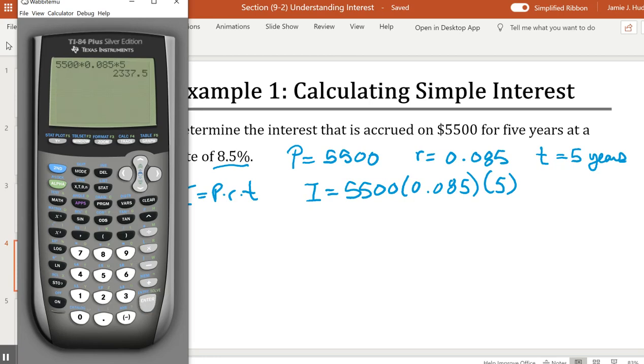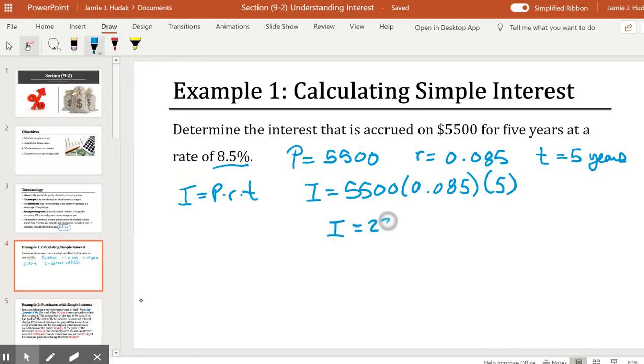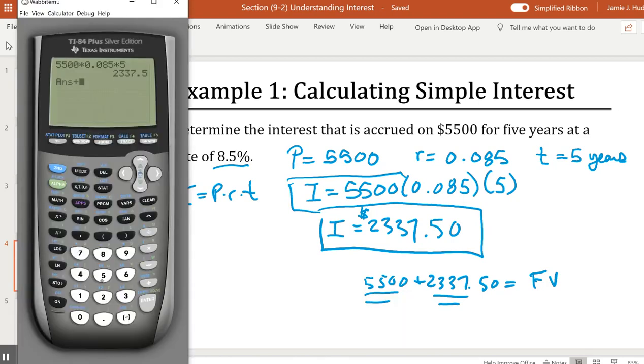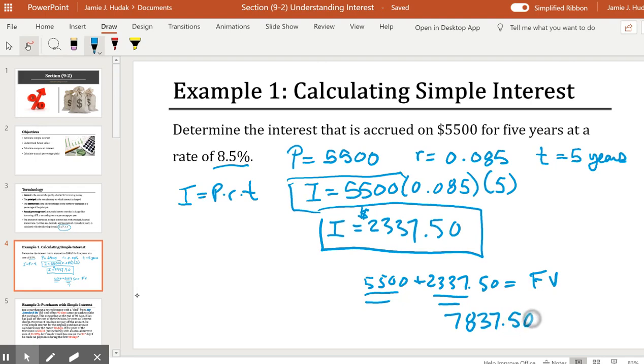And we get $2,337.50. That is the interest charged. If the original principal has not changed, then there would be a debt of $5,500 plus $2,337.50. And we would call this the future value because it is the principal plus the interest charged. So the future value of the loan would be $7,837.50. That is the principal plus the interest.